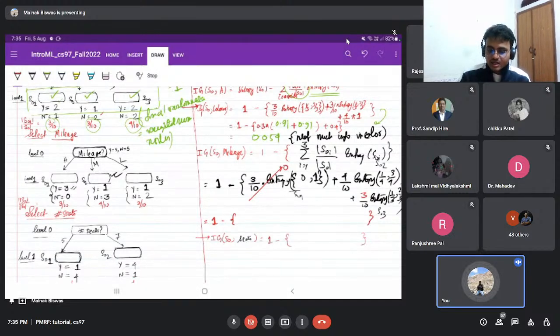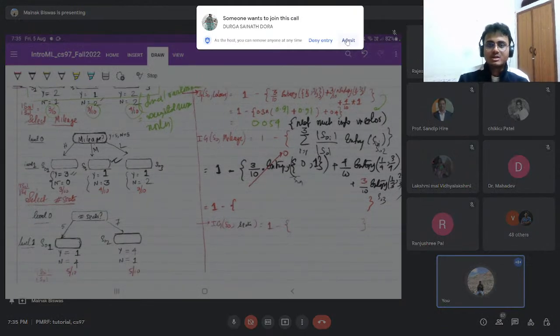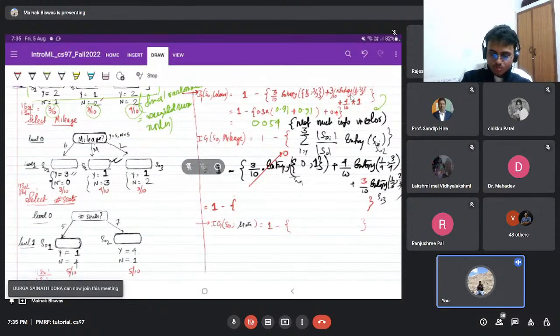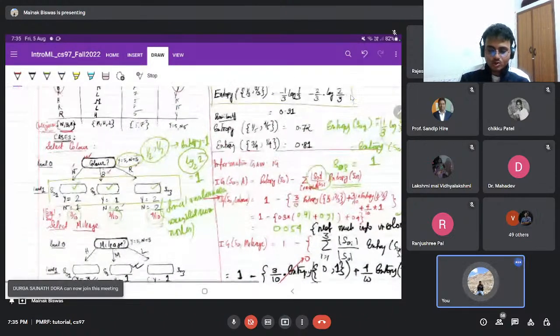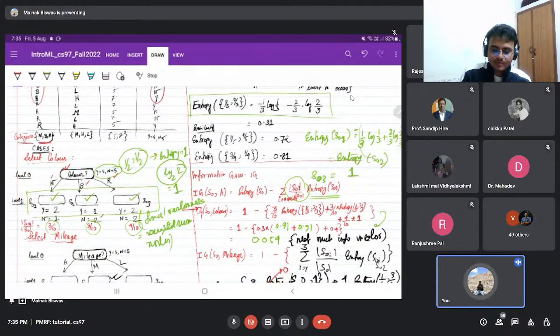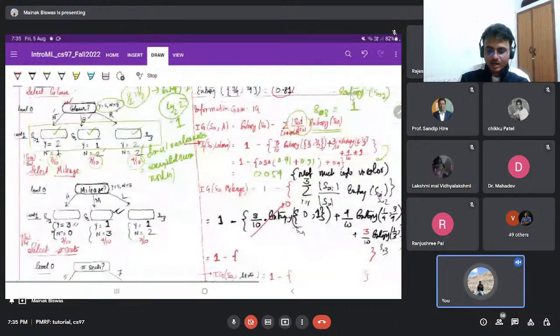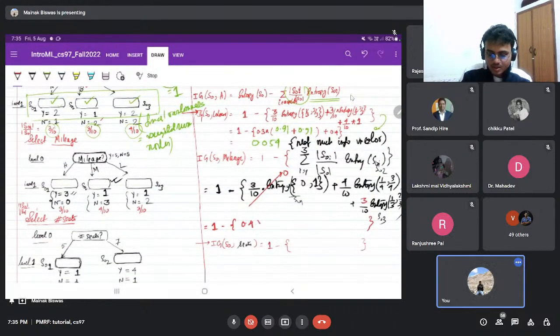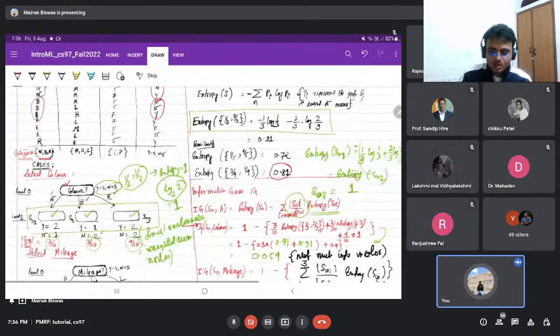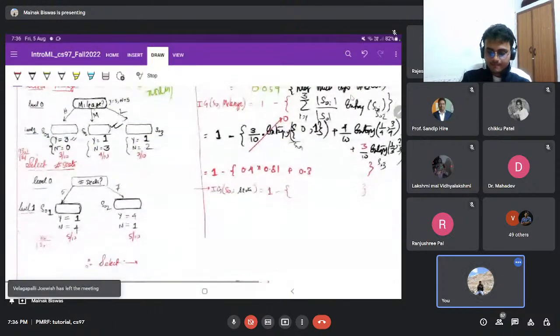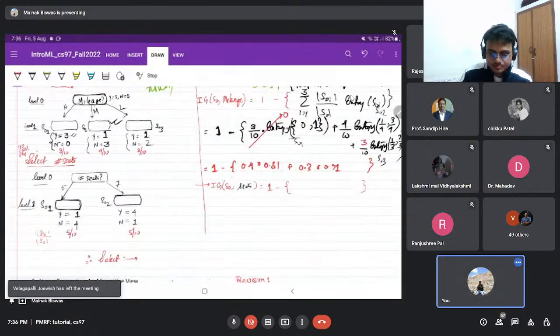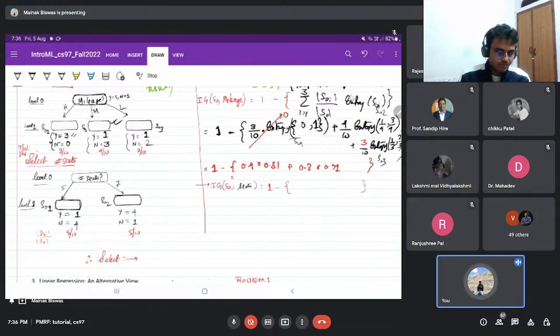That's okay. And here, bear with my poor handwriting. In this case it's 4 by 10 times the entropy of 1 by 4 and 3 by 4. I have already calculated this to avoid calculations. It's 0.81. So it's 0.4 into 0.81, and 0.3 into the entropy of 1 by 3 and 2 by 3, which we just calculated as 0.91. So that's 1 minus 0.4 into 0.81 minus 0.3 into 0.91, which is equal to 0.4.